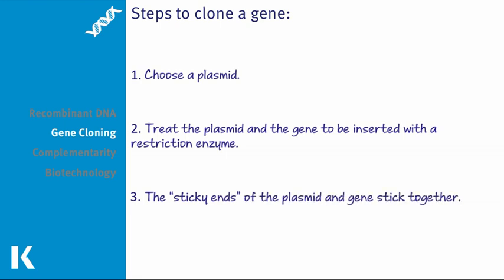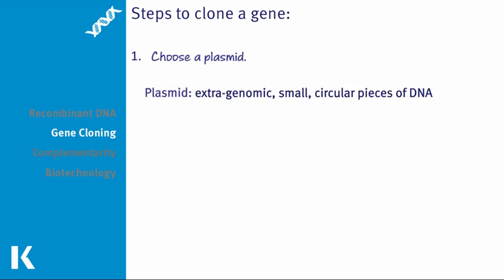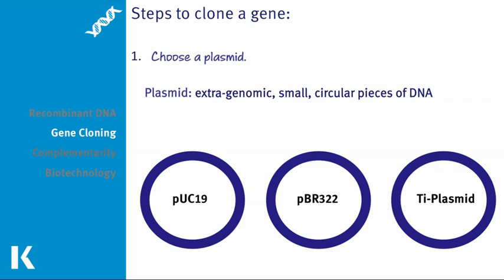Now that you've been introduced to the big picture, we can talk about the specifics of each individual step of cloning a gene. The first is to choose the right plasmid for the gene being cloned. Of thousands of possible plasmids, some are going to work better for the gene being cloned than others will, so picking the right one is really important. Some common examples include PUC19, PBR322, and Ti plasmid, but you don't need to memorize the specifics for test day. You just need to understand how the process works.